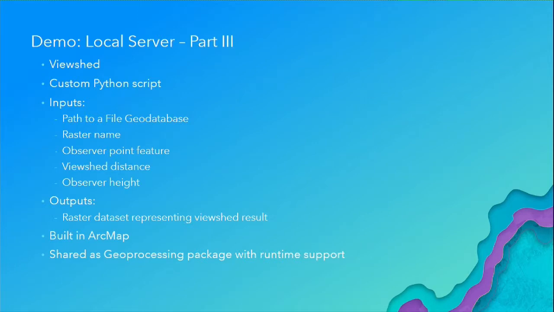And the reason for that workflow is because it was in a file geodatabase. It wasn't just a raster dataset directly on disk or within a mobile geodatabase that I could just access directly within the runtime. And then the third part was running a viewshed. So that was a custom Python script, took in the path to the file geodatabase, the raster name, and then some other inputs about the observer point feature and the viewshed distance and height, and ran that and then rendered the results back as a map service within the view.